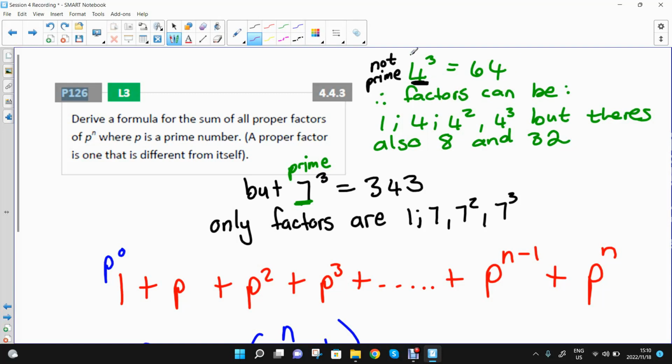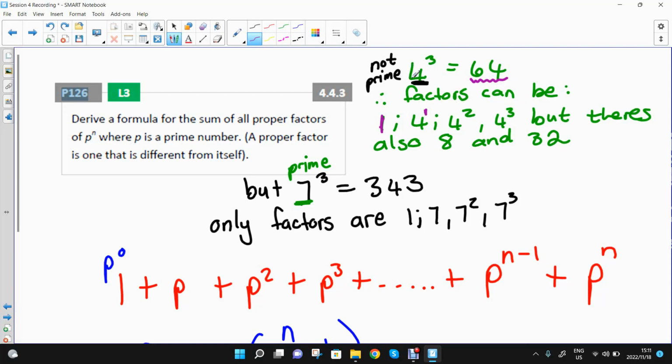In the first example here, I took a base of 4. You can see 4 is just a number. It's not a prime number. And if I say, let's raise it to the power of 3, that answer is going to give me 64. Now, if I have to write out all the factors of 64, you will have quite a few, but you will have 1. 1 will be a factor of 64. You will have 4 to the power 1, 4 squared, and 4 cubed.